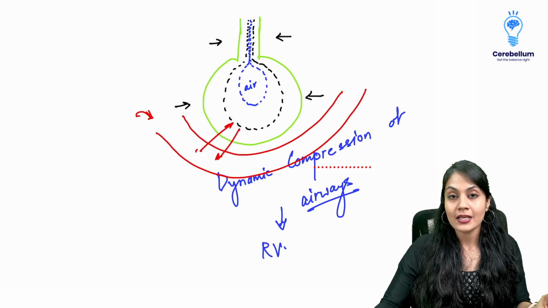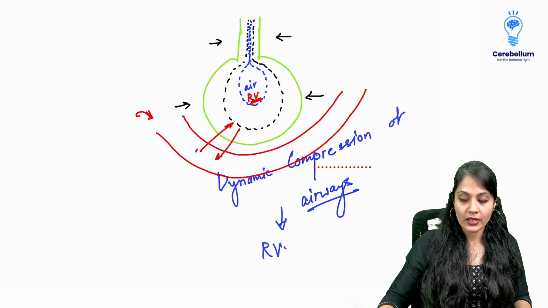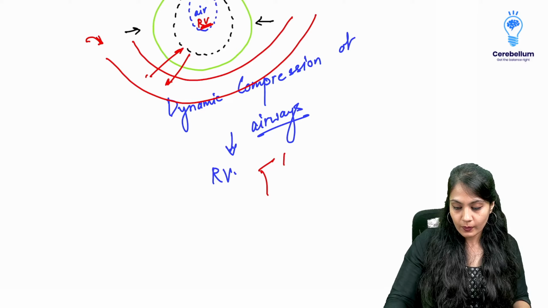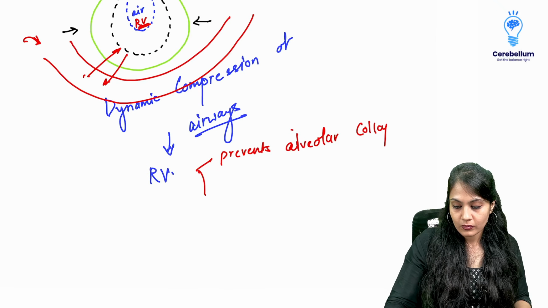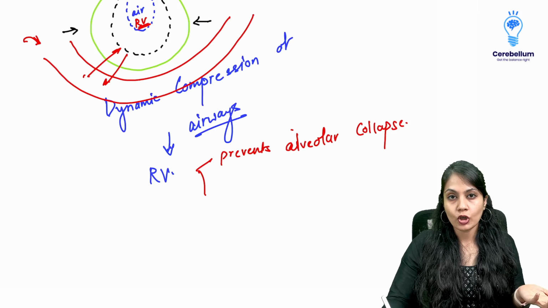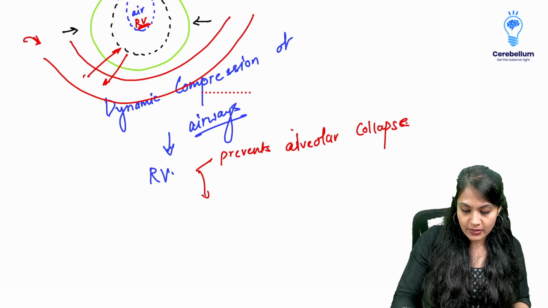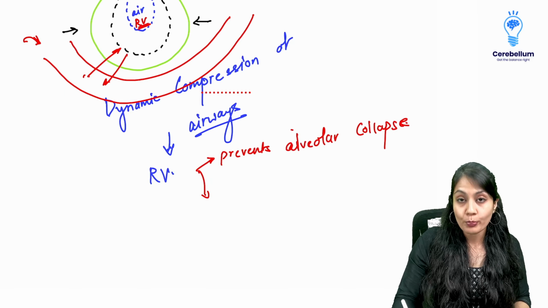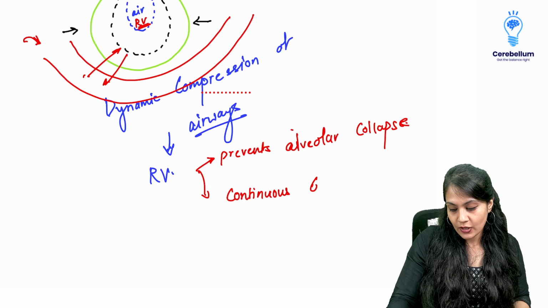So what are the two significances of the dynamic compression of airway or the residual volume? Two things are going to happen because of the residual volume. The first thing, it prevents the alveolar collapse, right? Atelectasis is the fancy medical terminology for alveolar collapse. It is going to prevent that. And the second thing is it maintains the continuous gas exchange.